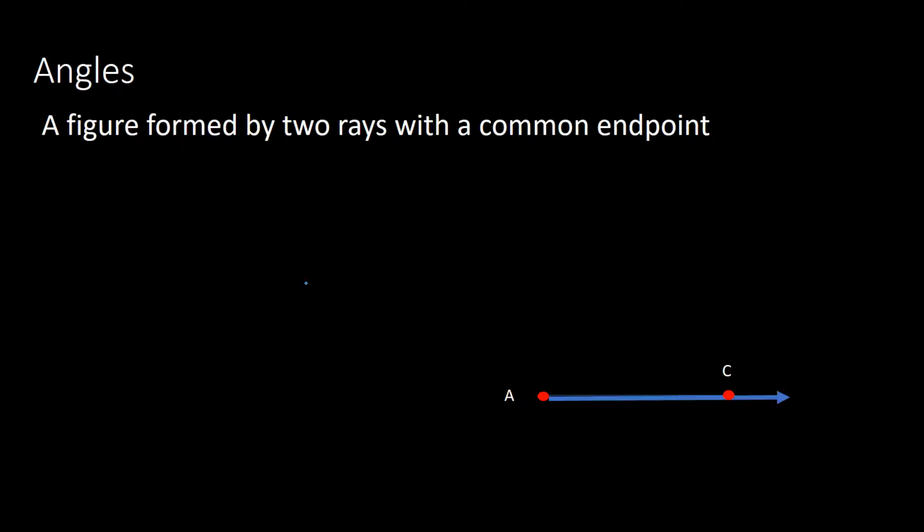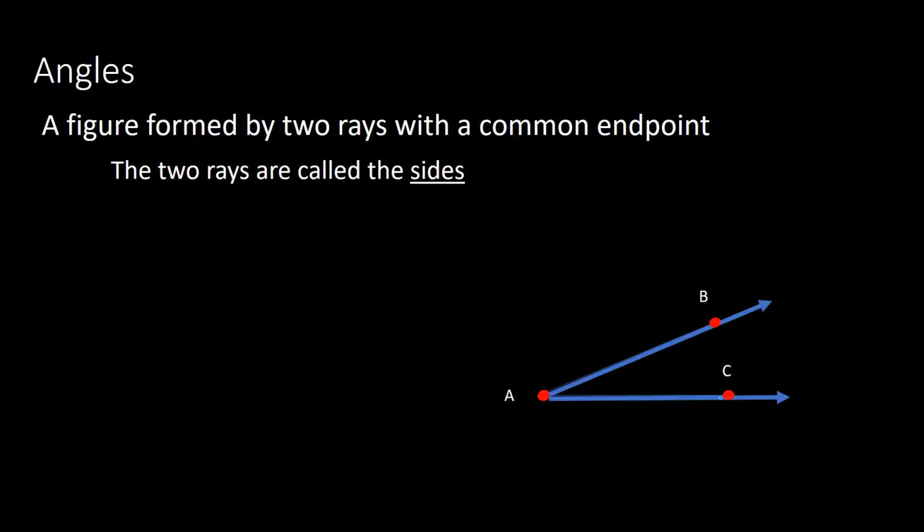For example, we see here we have one ray starting at point A going through point C. Now A is the endpoint, so if there's another ray that has the common endpoint of point A, then we're going to have an angle. Another ray with that common endpoint will look something like this, where both ray AC and ray AB have that common endpoint of point A. So we see here this would be an angle.